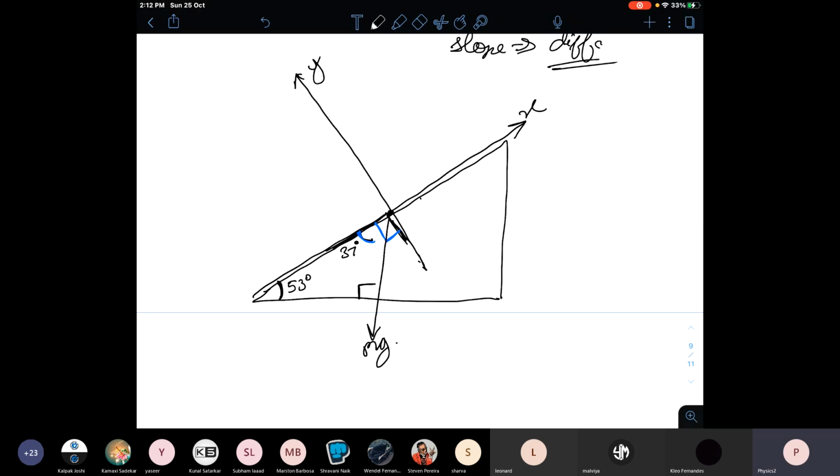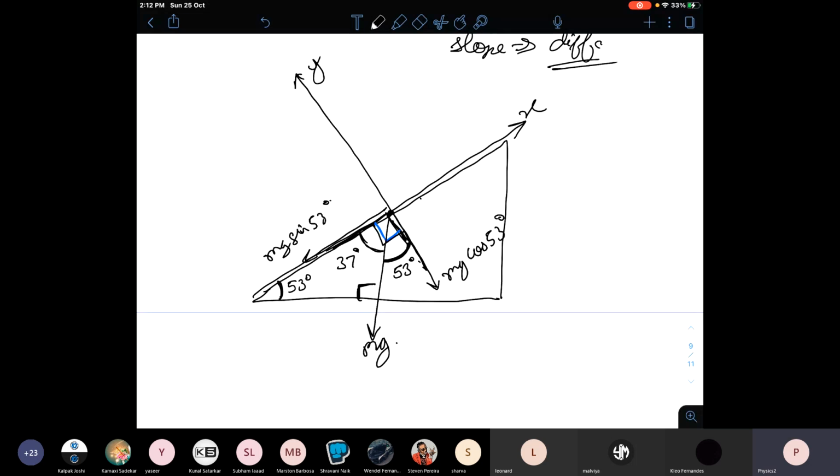mg was like this, and this angle came out to be 37 degrees. If this is 37 degree and this is 90, this complete is also 90, so the remaining part will be 53 degrees. Now you can take the components. You can resolve the mg vector as mg cos 53 and mg sin 53.